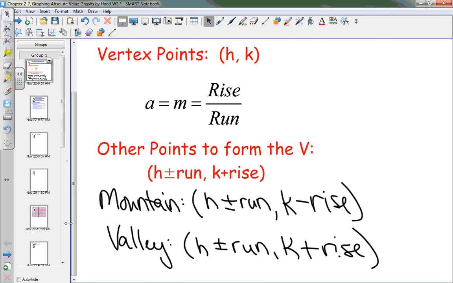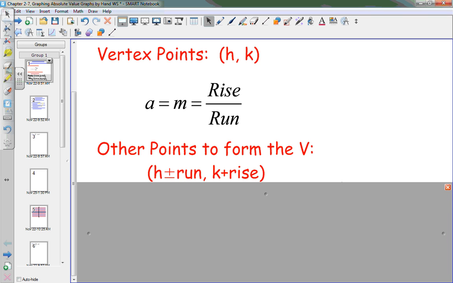Now, we needed to find other points. Yesterday we found other points using the slope, which is the rise over the run. If it was a mountain, what did we do with our rise? Did we go up, or did we go down? We went down from our vertex, and then we went left and right. If we're a valley, what did we do? We went up, and then we went left and right. Do we understand that?